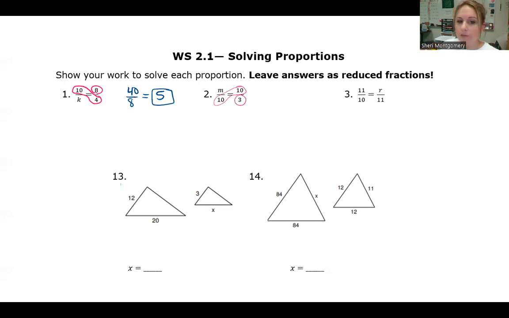So multiplying, everybody should be able to multiply 10 times 10. What is it? 100 divided by 3. That doesn't divide evenly, right? So I want you to leave it as a reduced fraction. Does 3 and 100, does that reduce? So we just leave it like that.